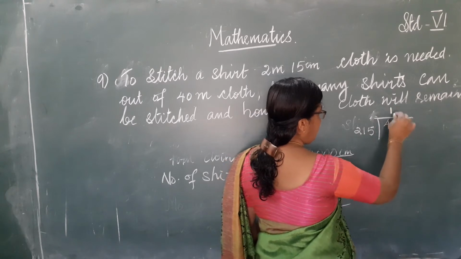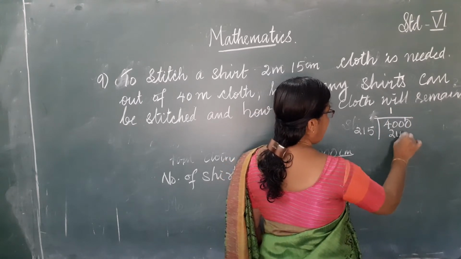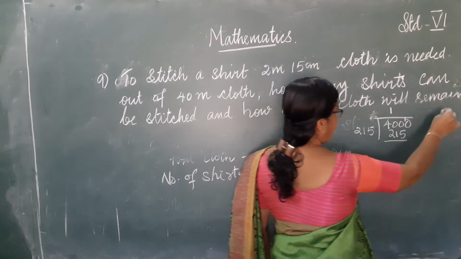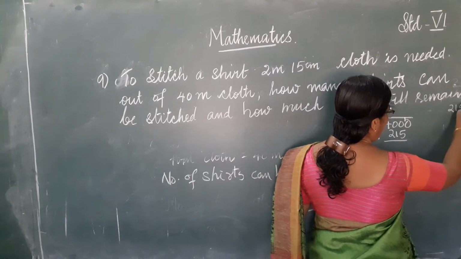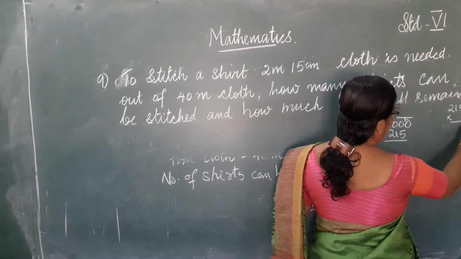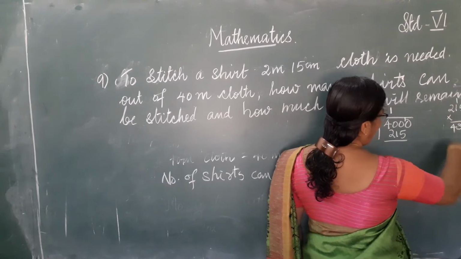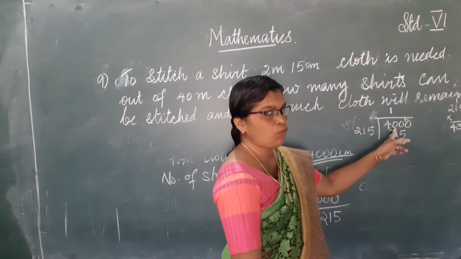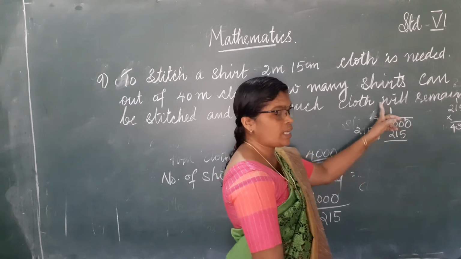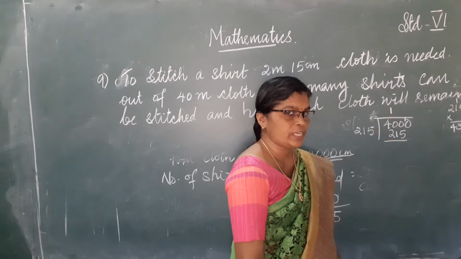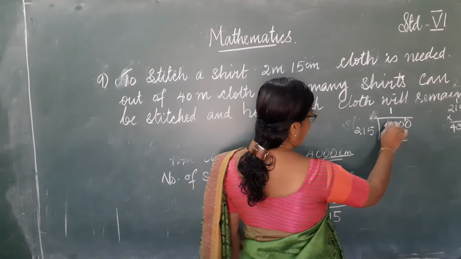Only one time. 215 into 2: 2 times 5 is 10, 2 times 1 is 2 plus 1 is 3, 2 times 2 is 4. 430 is needed. Here 430 is not there. So we can take one time. That is 215. Right? Then you subtract it.